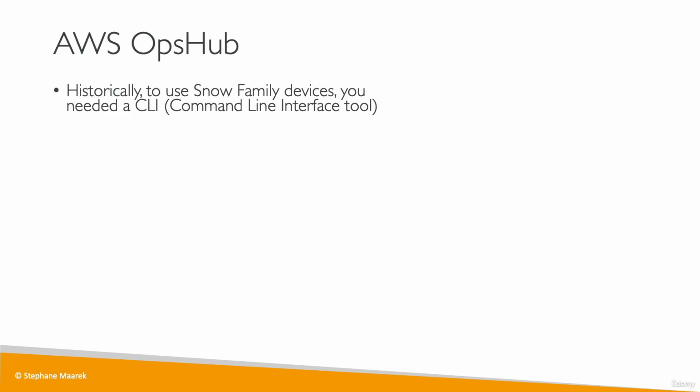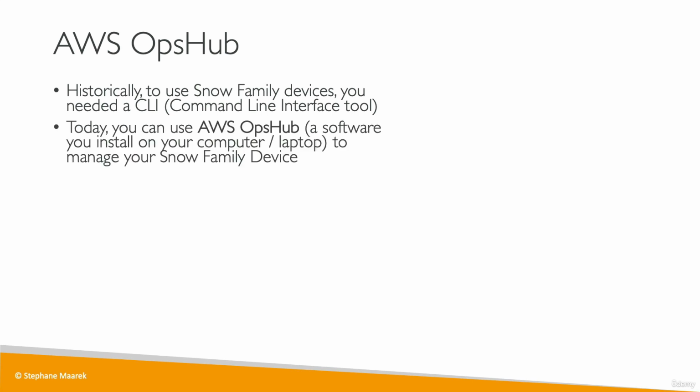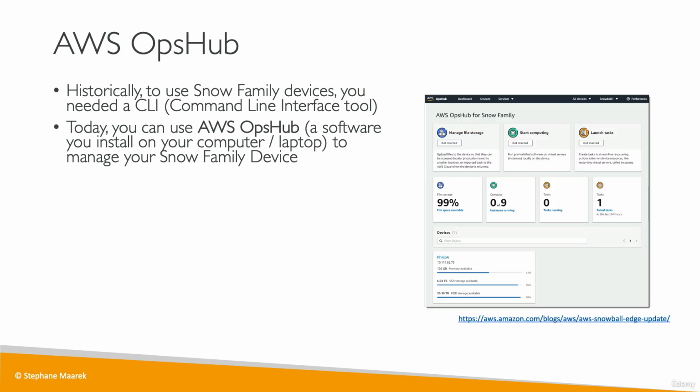Finally, for the Snow family, there is OpsHub. So historically, when you were using these devices, you needed a CLI, so a command line interface tool, to deal with them, and it was very, very difficult. And so AWS recognizes that, and so they've created OpsHub, which is a software that you install on your computer or laptop. So it's not something you use on the cloud; it's something you have to download on your computer. And then once it's connected, it's going to give you a graphical interface to connect to your Snow devices and configure them and use them, which is very, very handy.